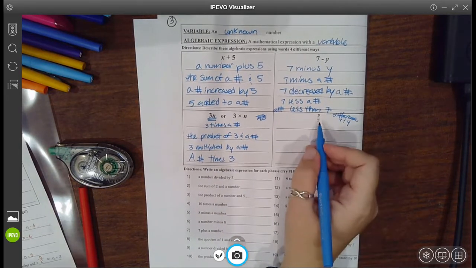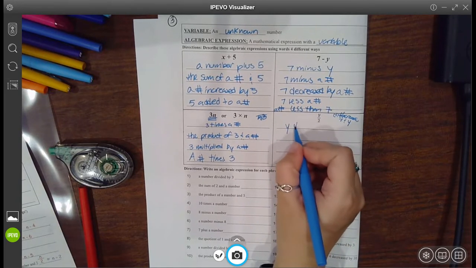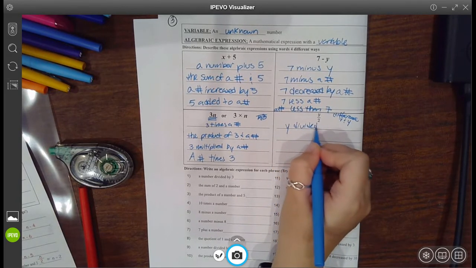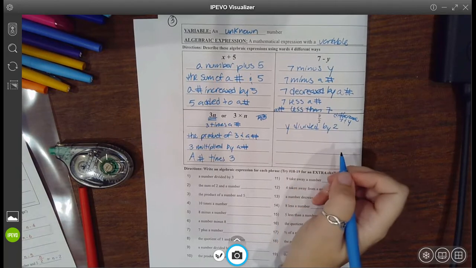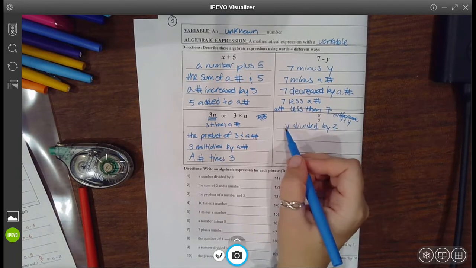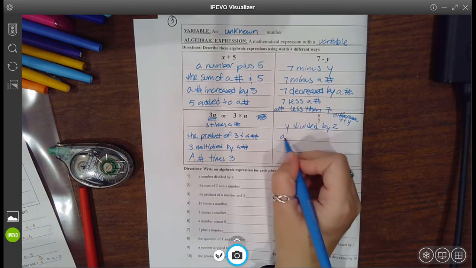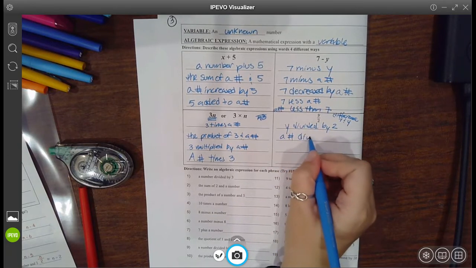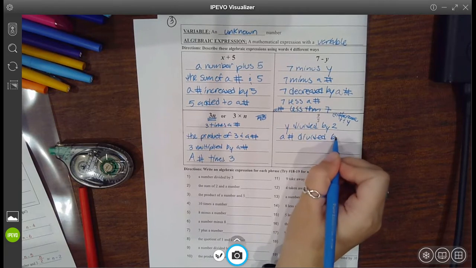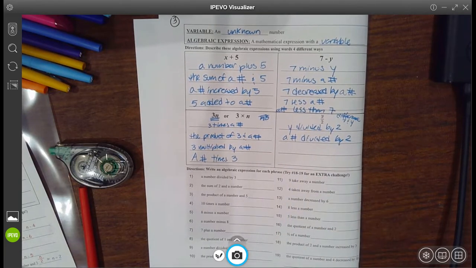Okay, now what's this saying? This is saying y divided by 2. Or a number divided by 2. Same thing, right? A number divided by 2. We don't know what that number is. It's y.